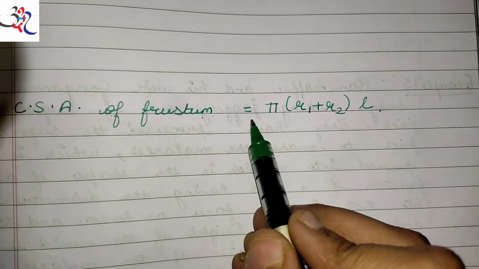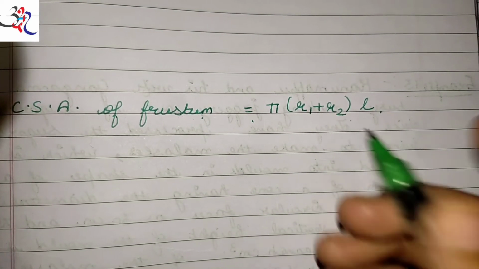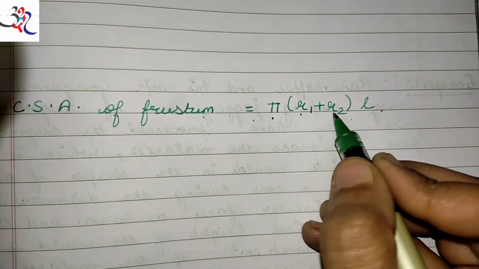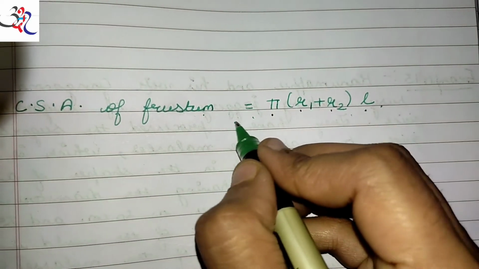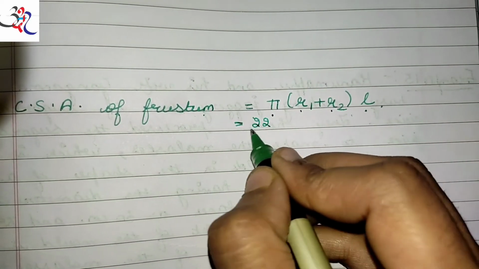Now, how to find the curved surface area of the frustum? By using the formula pi into r1 plus r2 into l. So now again simply put the values.